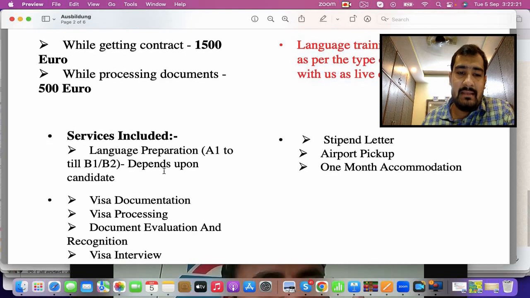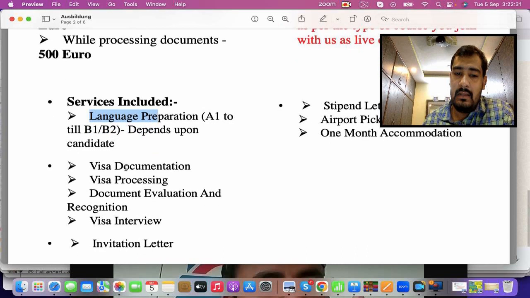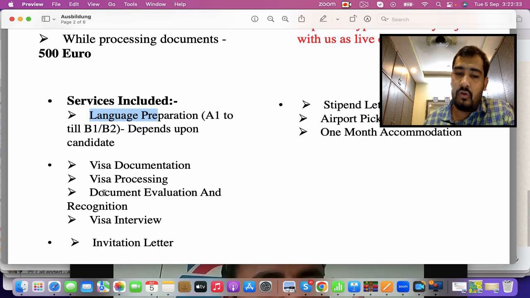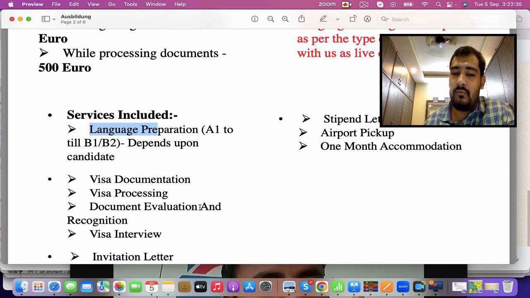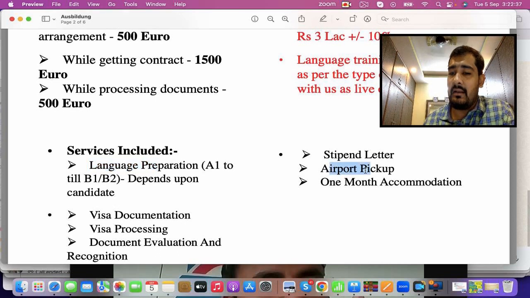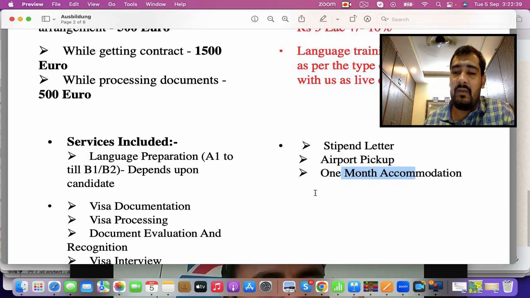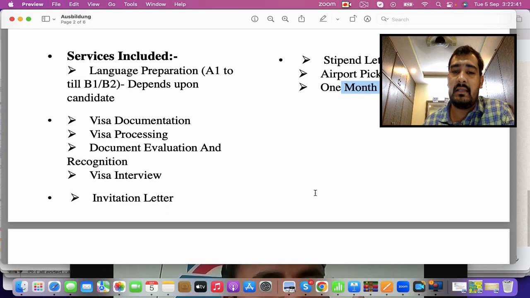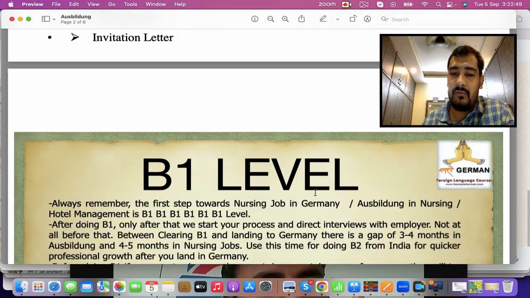Okay, and as I said, the services included from our end: the language preparation A1 till B1 or B2 depends on your requirement. For nursing it's B2 as I said, and for hotel management it's B1. All your visa documentation, visa processing, document evaluation, your visa interview, invitation letter, stipend letter, airport pickup, 1 month accommodation, everything is covered from A till Z. Be rest assured. No need to be afraid, everything is covered, right? That's all that you can take in writing from us, nothing to worry.